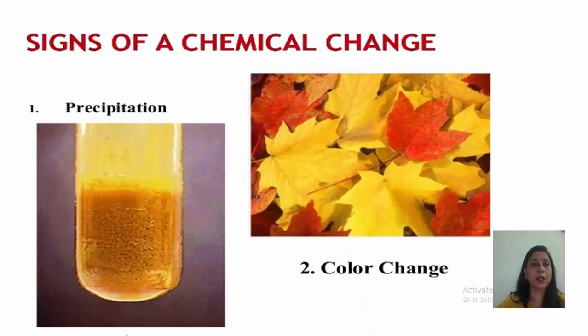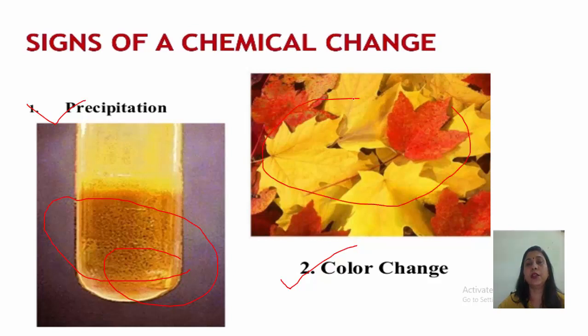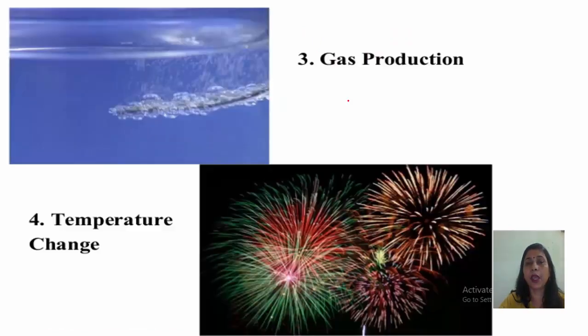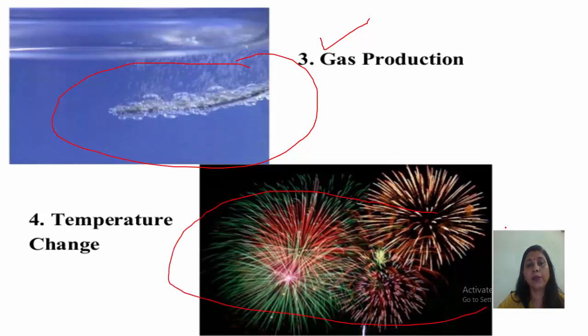Now, signs of a chemical change is formation of precipitation. You can see this yellow precipitate here. The color change is there. You can see the leaves has changed their color. So these all are chemical changes. Production of gas is also a sign of chemical change. If the temperature changes, then it is also a chemical change.